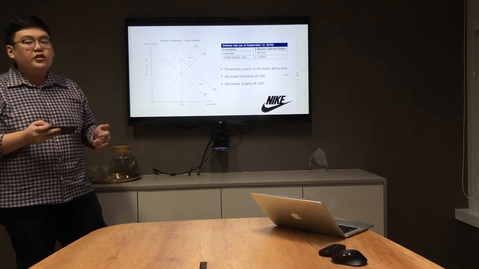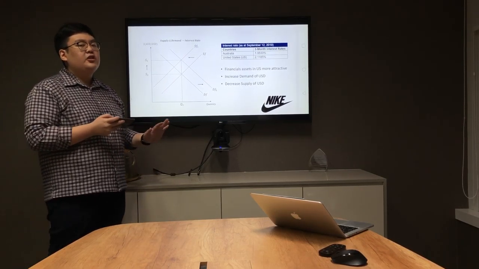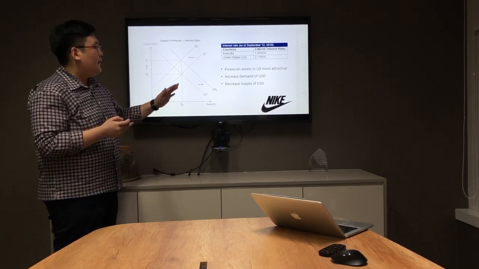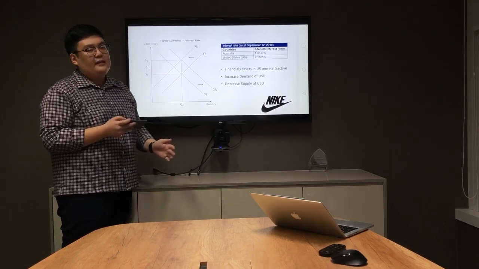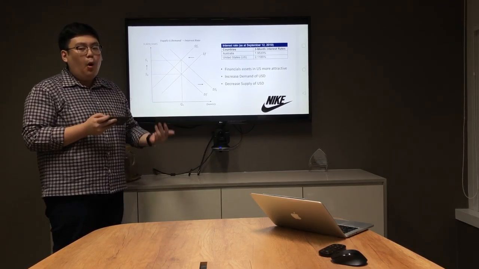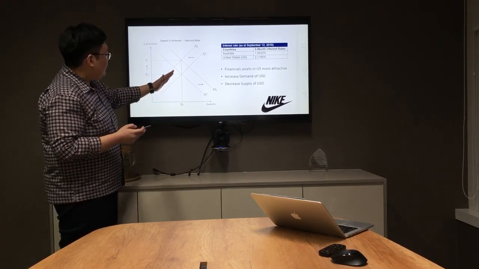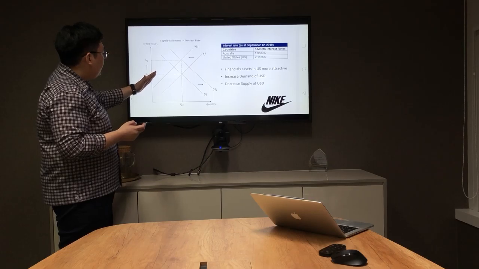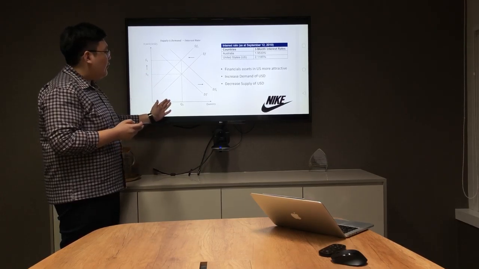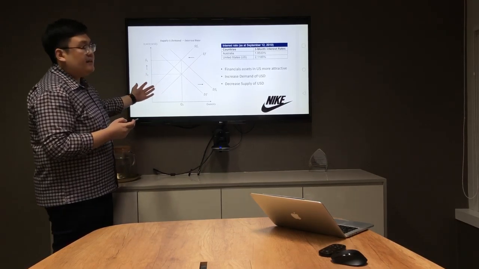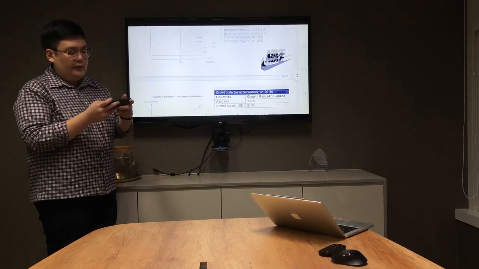Next up, on the interest rate, we forecast that the interest rate will be the same in terms that financial assets in the US will yield more than the financial assets in Australia. And with that, given the shift in the supply curve to the left and the demand of foreign currency to the right, we will see an appreciation in Aussie dollars.